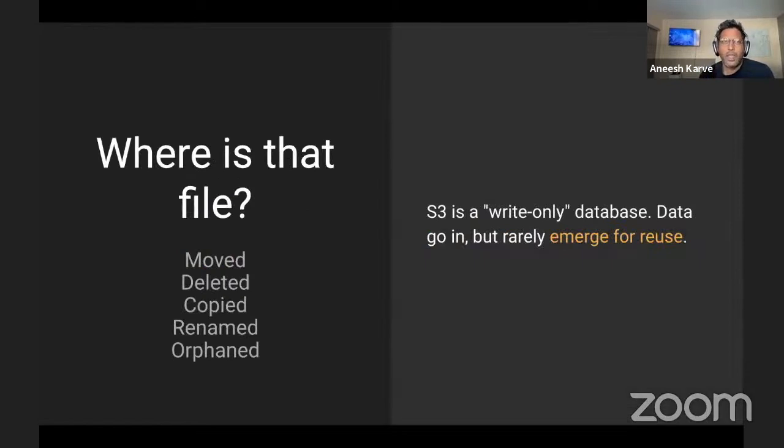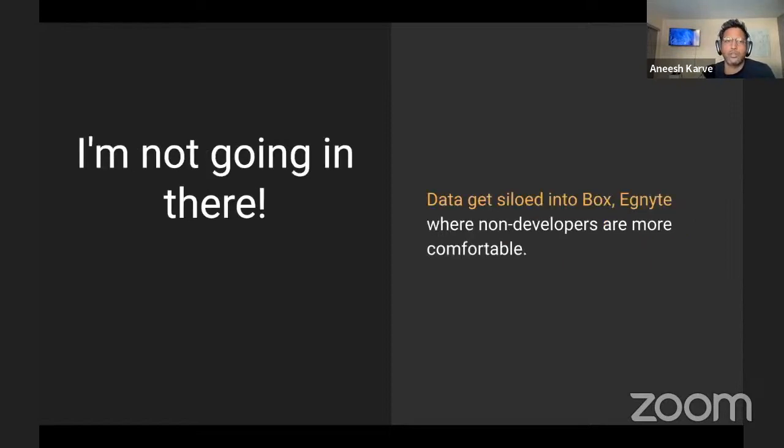And there are a variety of data management scenarios that we run into immediately when we are training models, or even if we want to spot check the output of a model. Files can be moved, deleted, copied, renamed, orphaned. And the joke that I like to tell here is S3 is kind of like a write-only database. So you put data in it, but again, here's this keyword, reuse. You rarely emerge data for reuse across teams, across time, across collaborators.